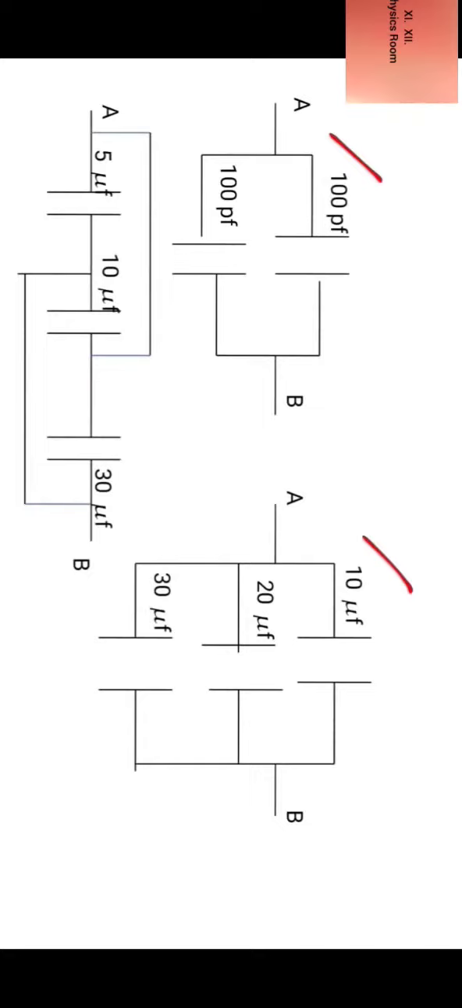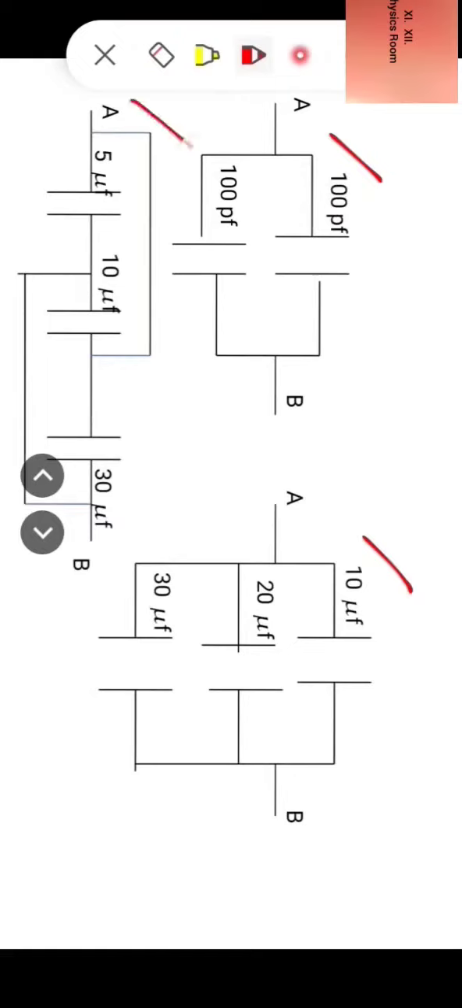Now in the third example, all the 3 capacitors are connected in parallel. So 5 microfarad plus 10 microfarad plus 30 microfarad. So total capacity would be 15 plus 30, 45 microfarad. 45 microfarad is more than 30 microfarad. So the equivalent capacity is higher than the highest in the combination.